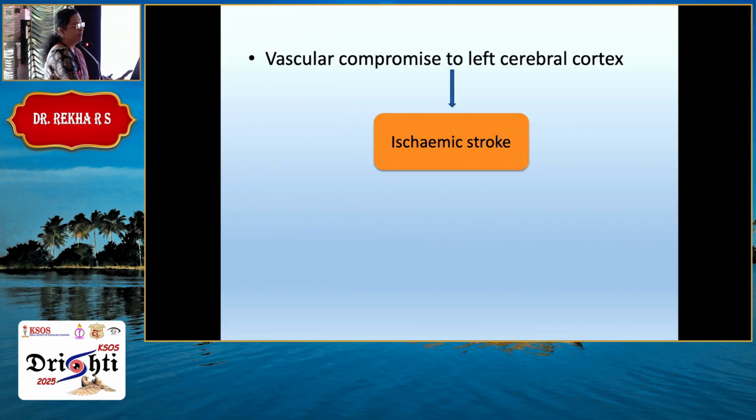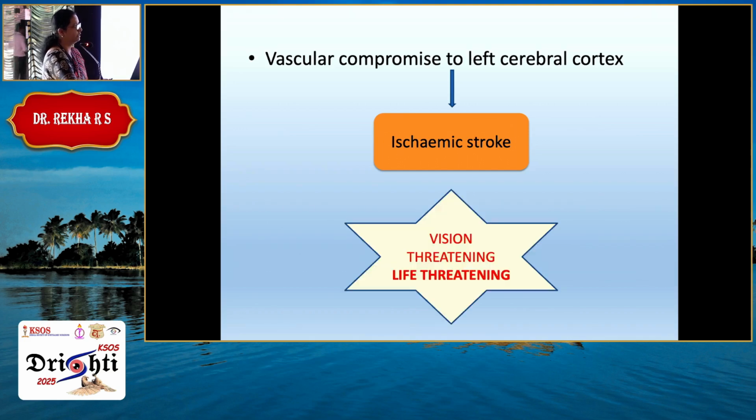So there was vascular compromise to the left half of the brain. This could have led to an ischemic stroke on the left side. But luckily our patient did not develop any neurologic signs. So now not only is it vision threatening, it has become life threatening also. So we took up the patient for emergency management.